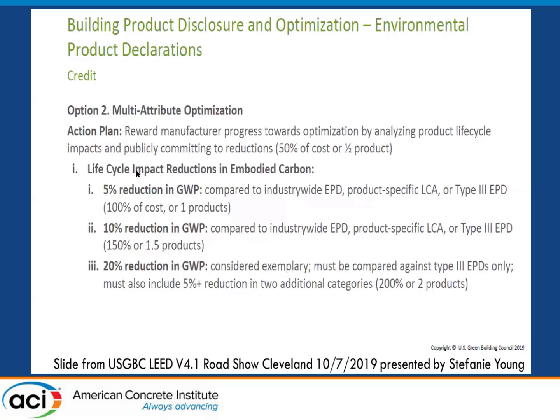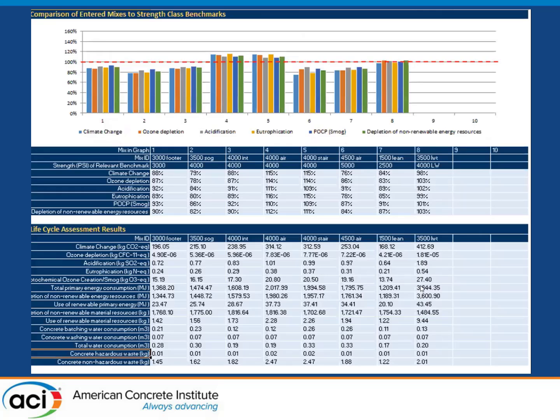When we look at the actual point numbers of it, if you get a 5% global reduction compared to the industry one, you're going to see they can get 1 point. If it's a 10% reduction in global warming potential, then you can get up to 150% or 1.5 points. And then if there's a 20% reduction, 200% or 2 points. So now we're going to go back and look at using that LCA calculator again.